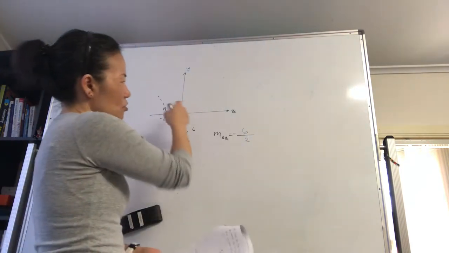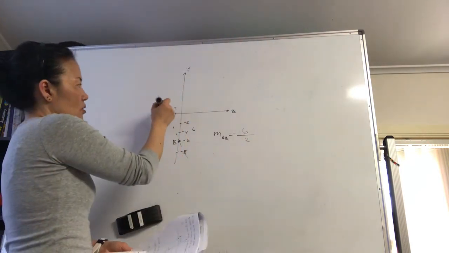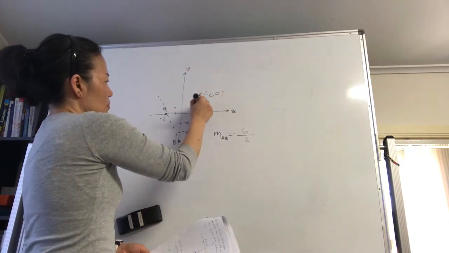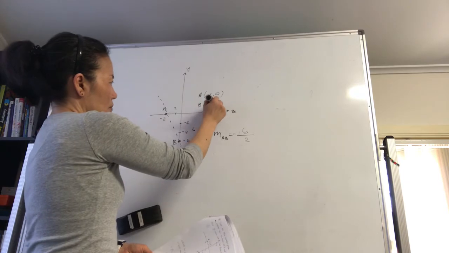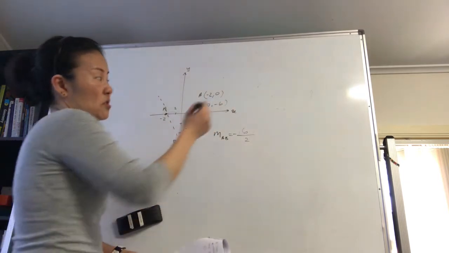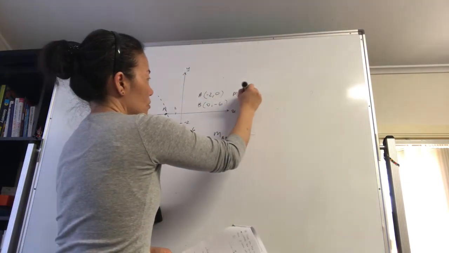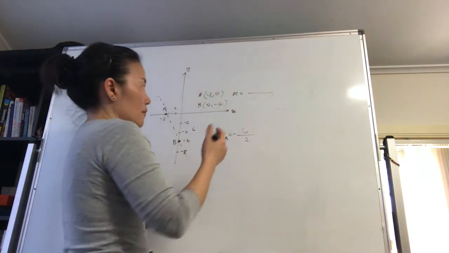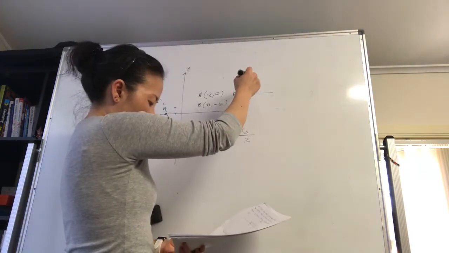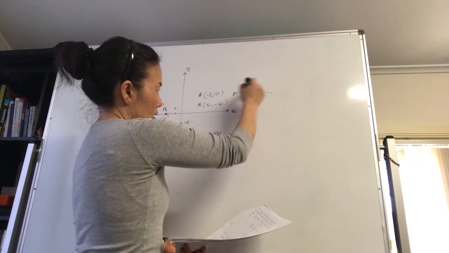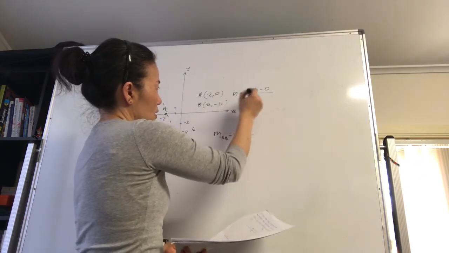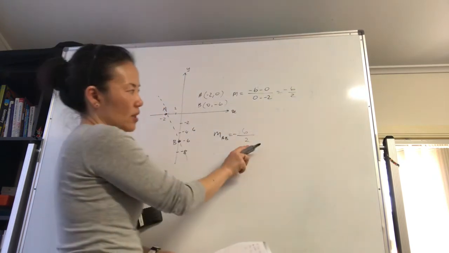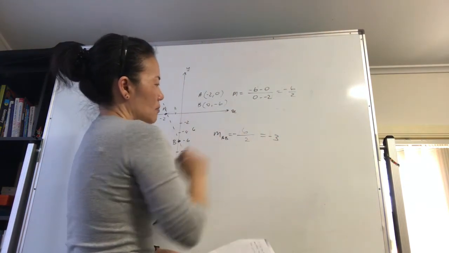Or you can use the two points gradient. So A is what? Minus 2 and 0. B is 0 and minus 6, yeah? So you can use the formula m equals y2 minus y1 over x2 minus x1. So which will be minus 6 minus 0 over 0 minus minus 2, which is the same as what we got here. So which will give me minus 3.